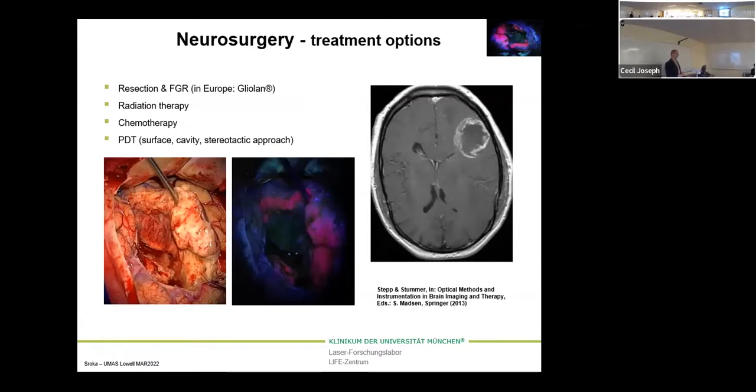Do you think that limitations of light penetration may be responsible for the recurrent cases? For sure. So there are a lot of possibilities.